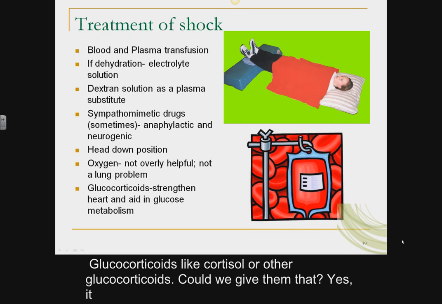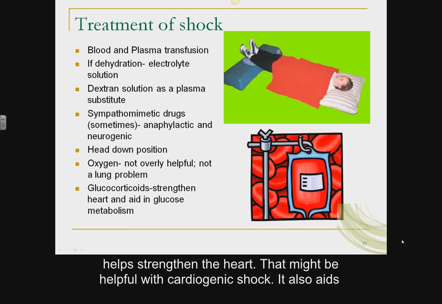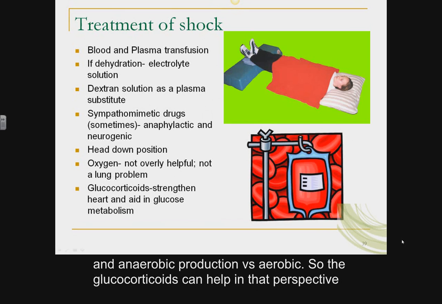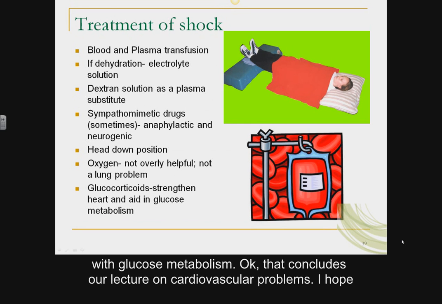Glucocorticoids like cortisol or other glucocorticoids, could we give them those? Yes, those help strengthen the heart. It might be very helpful to give these for cardiogenic shock. These glucocorticoids aid in glucose metabolism. Again, we're trying to help with the whole adenosine issue and ATP and anaerobic production versus aerobic. So the glucocorticoids can help in that perspective with glucose metabolism.